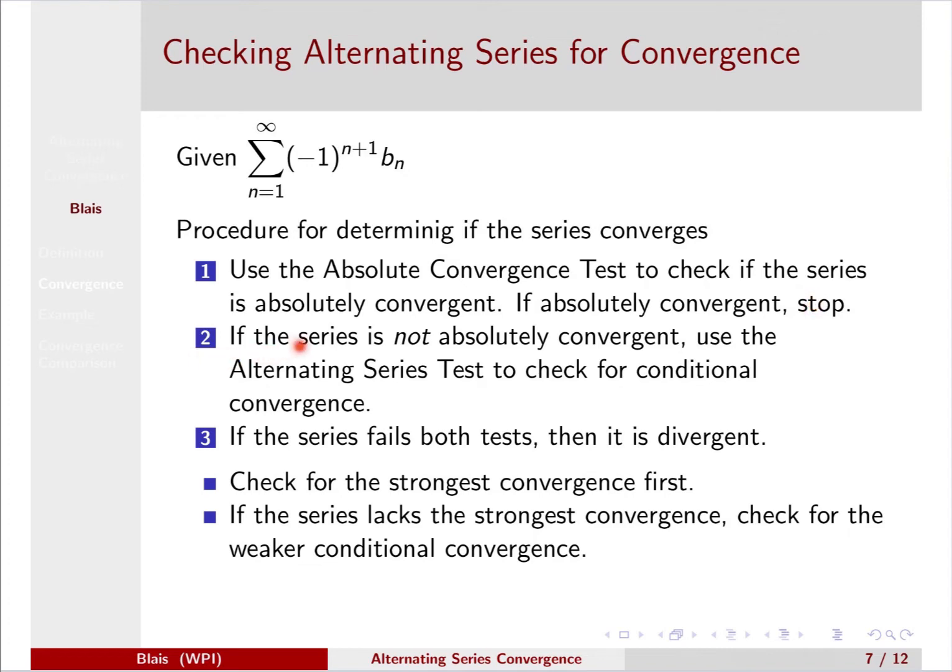Two, if the series is not absolutely convergent, we use the alternating series test from the previous slide to check for the weaker conditional convergence. If it passes the alternating series test in this step, you conclude the series is conditionally convergent and stop. Three, if we fail both tests, then we conclude that the series diverges.